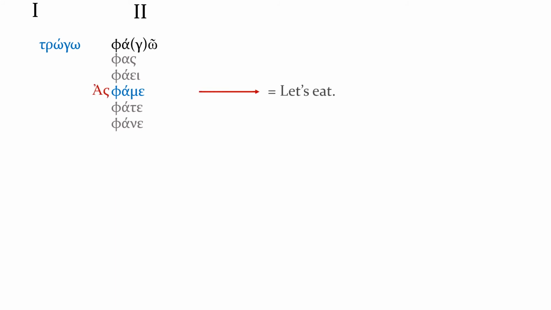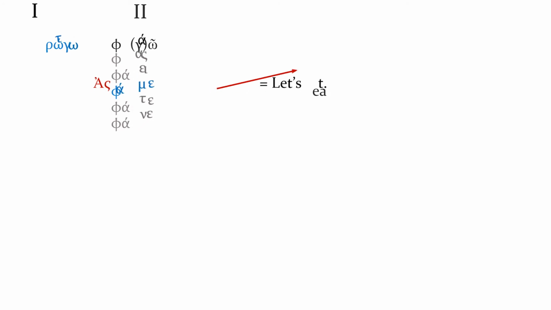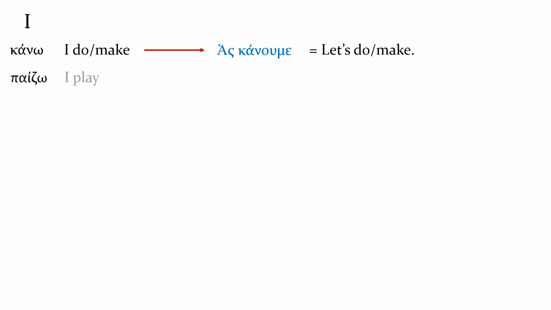And a very large category of Greek words are the irregulars. Here we have trogo, I eat, becomes phao or phago. So we go to our first person plural, which is we. "As fame", let's eat. So now let's look at some common phrases we can use with "as". Kano is I do or I make. So "as kanume", let's do or let's make. Pezo is I play. "As pexume", let's play.